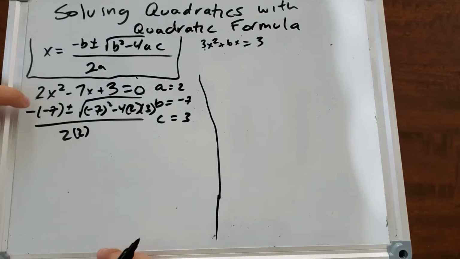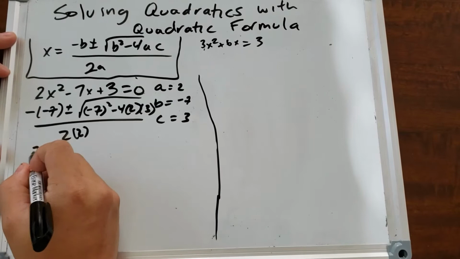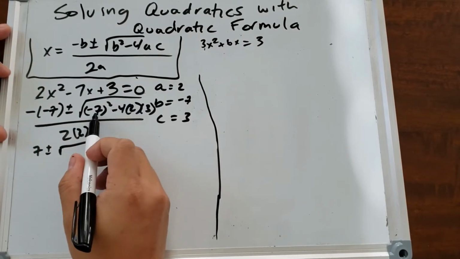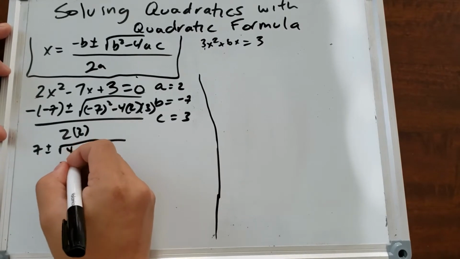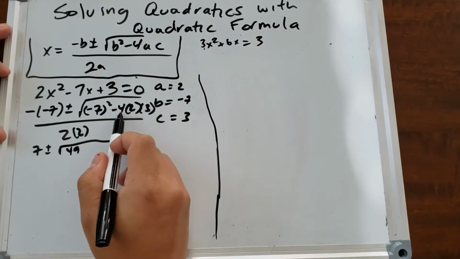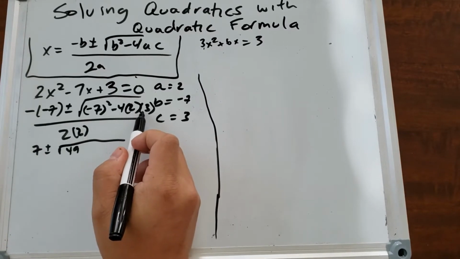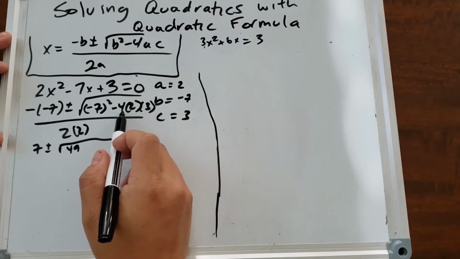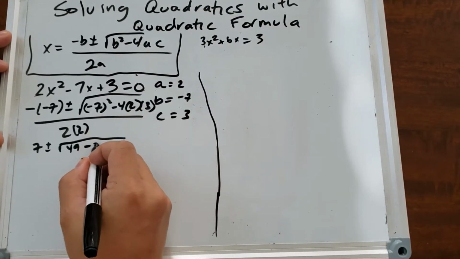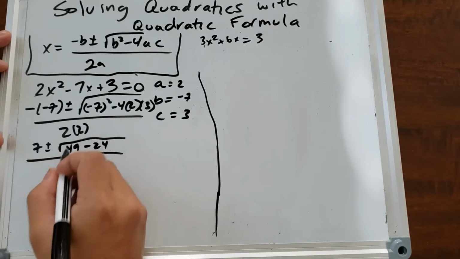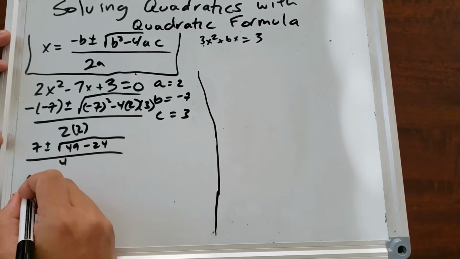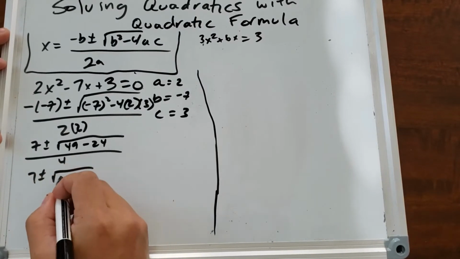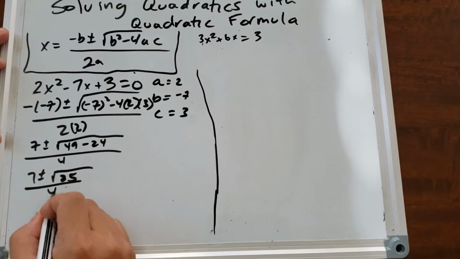So negative negative 7 is going to give me what? A positive 7 plus or minus the square root. Negative 7 squared. So negative 7 times negative 7 is 49. Then remember, I'm going to multiply these three things together, just like we did in the last lesson. So 4 times 2 gives me 8, and 8 times 3 gives me 24, so minus 24, all over 2 times 2, which is just 4. Then this is going to give me 7 plus or minus the square root. 49 minus 24 is going to give me 25 over 4.